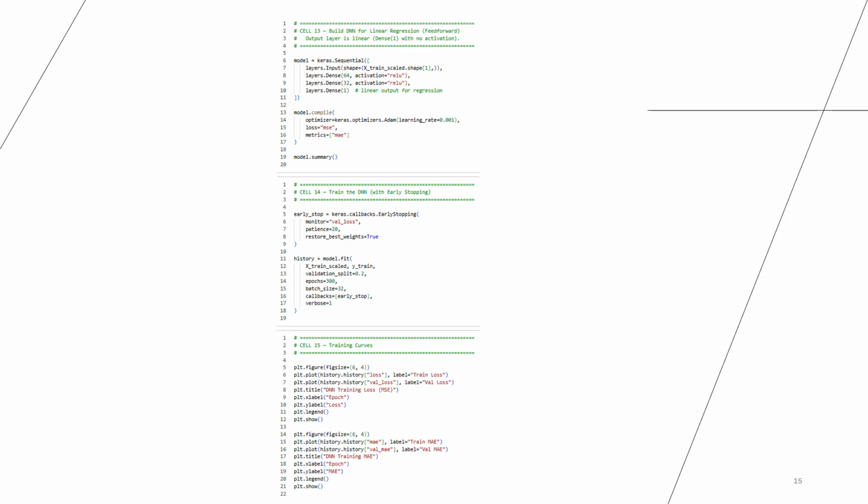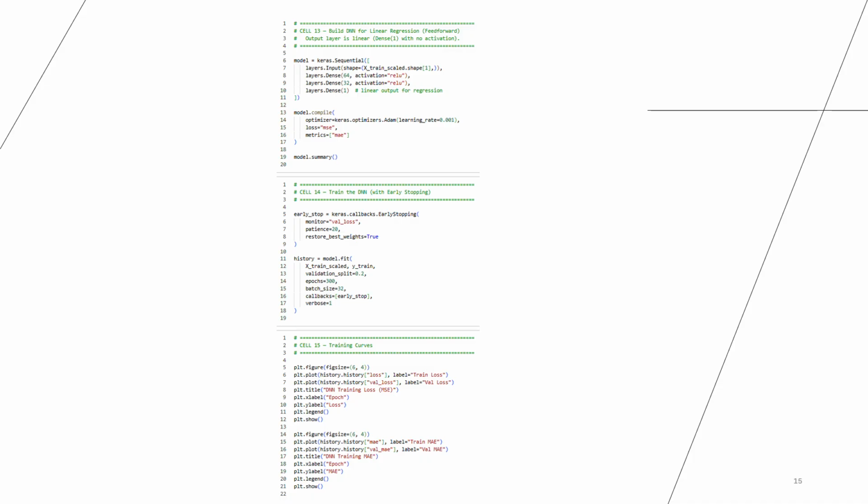We also define the loss function as mean squared error, which measures the average squared difference between predicted values and actual values. As an additional evaluation metric, we include mean absolute error, so we can track prediction accuracy during training. Finally, we print the model summary, which displays the structure of the network, including the number of layers and the number of parameters being learned.